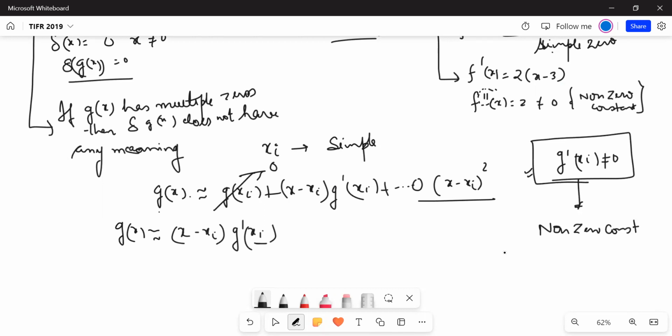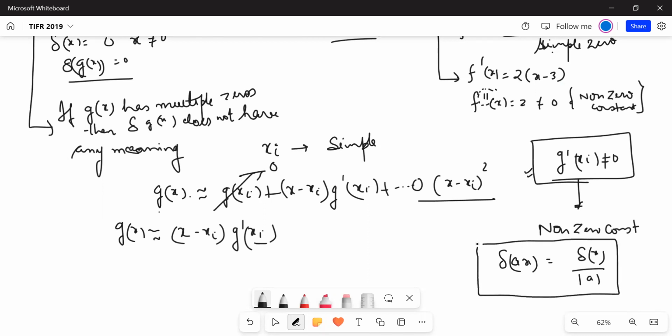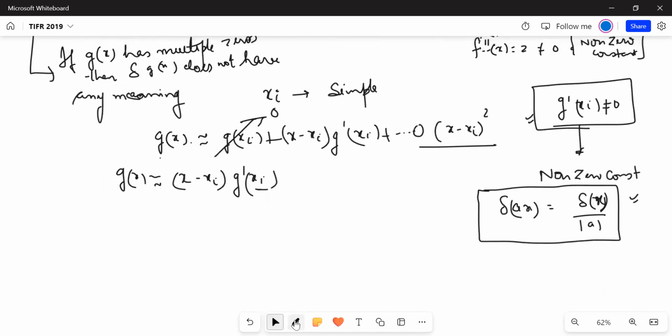And if you remember the scaling property of the Dirac delta function, Dirac of ax is simply Dirac of x divided by modulus of a. For better understanding, you can go to my lectures on the Dirac delta function. You will find that I have derived this property. This is called the scaling property. So basically, g dash xi is a constant, having a constant value.